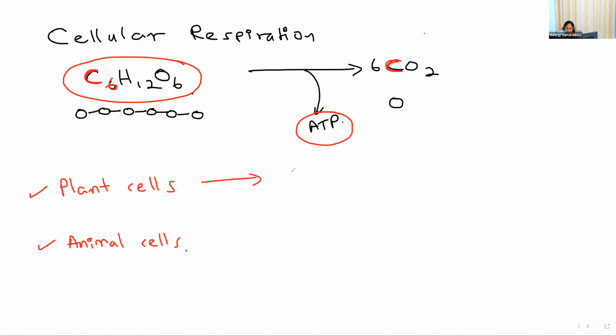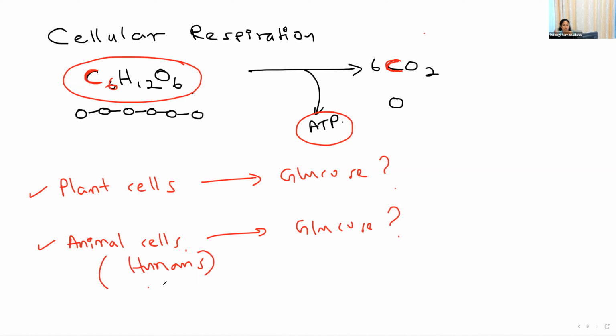How are the plants going to get their glucose? How are the animals going to get their glucose? Animals include humans. Write down the source of glucose for the plants. What is the source for animals? The source of glucose for the animals or the humans? How are you going to give your body the glucose?